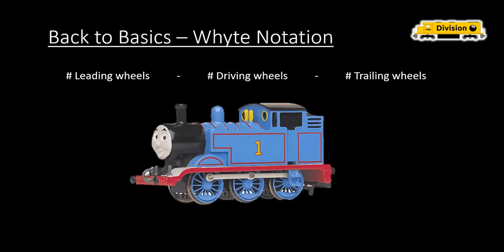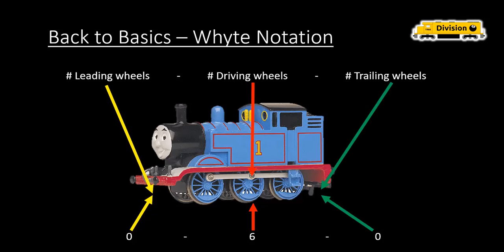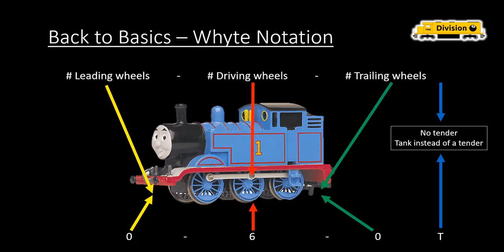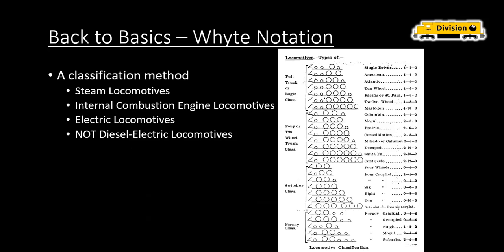So there you go. What about this guy? What is he? Well, there's nothing in the front, 6 in the middle, none in the back. It's a tank engine, as we all know, Thomas the Tank Engine. So because there's no tender, there's a tank, it's an 060T. So yes, Thomas the Tank Engine is an 060T. Hopefully that clarified a couple of questions we have.